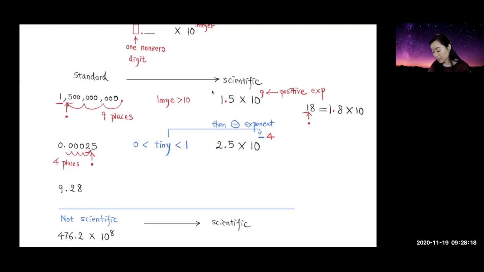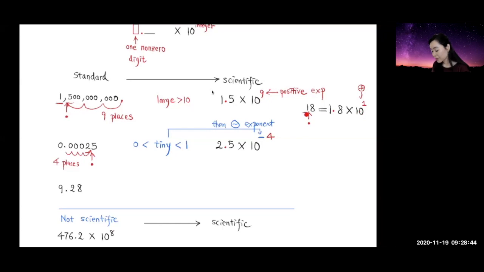Now, the decimal point used to be after this 8, right? Now you have to move 1 place to get to this 1.8. So we will have 10 to the first power. And you see this one over here, it is a positive exponent on the 10.